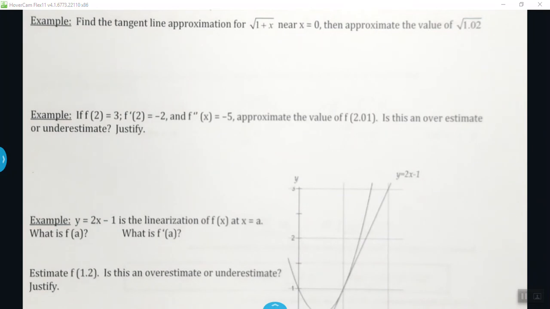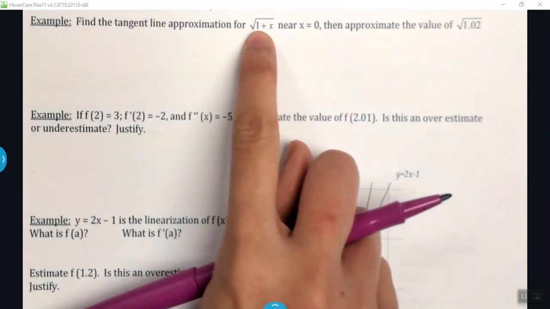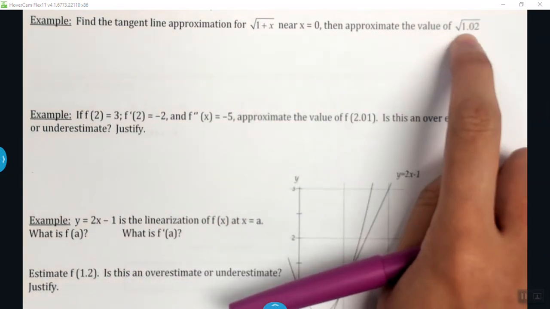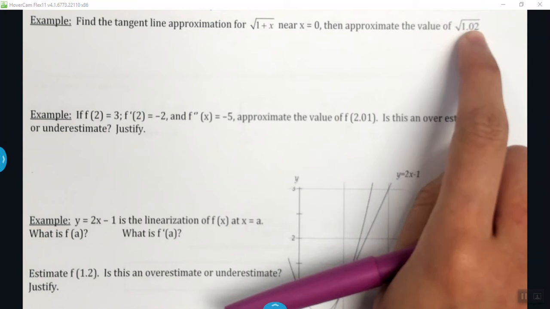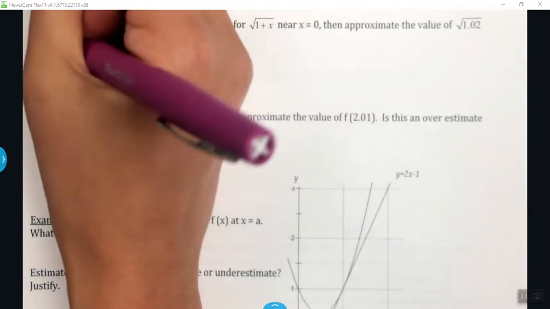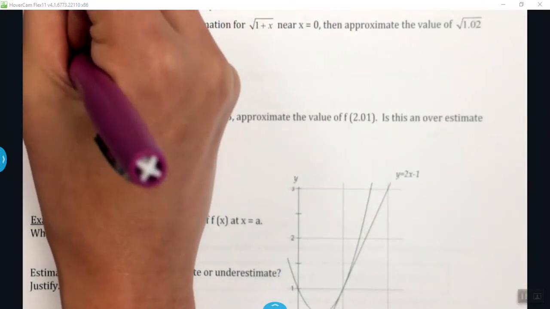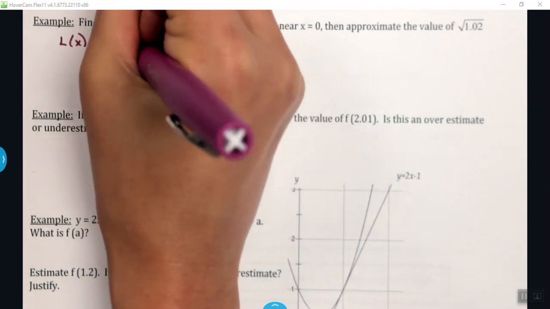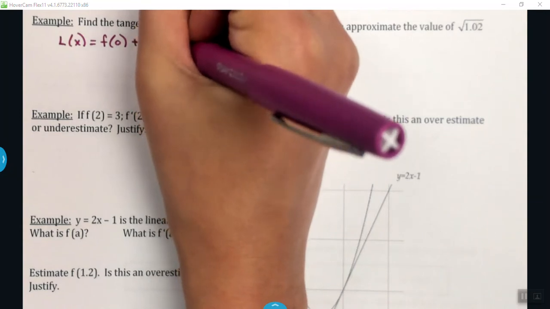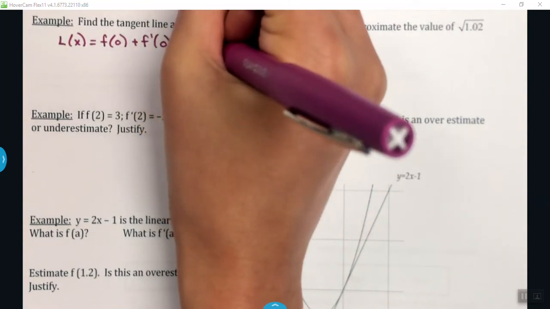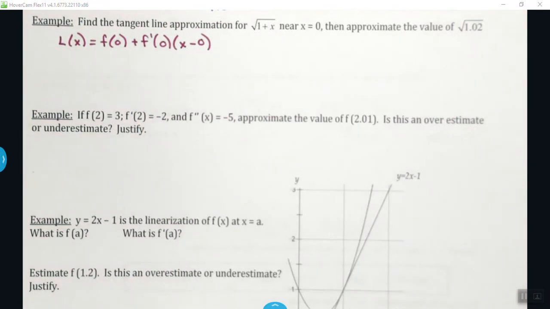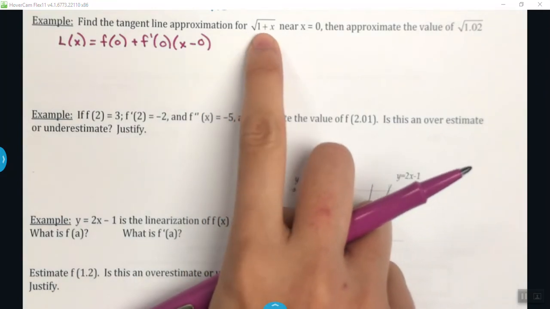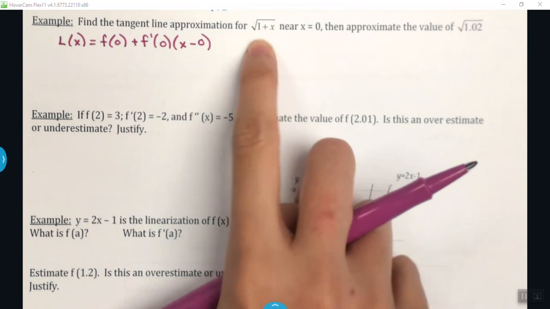Okay, let's finish up. Find the tangent line approximation for the square root of 1 plus x near x equals 0, then use it to approximate the square root of 1.02. So we're going to make a tangent line at 0. That is L of x equals f of 0 plus f prime of 0 times x minus 0. Then f of 0 in here is 1.